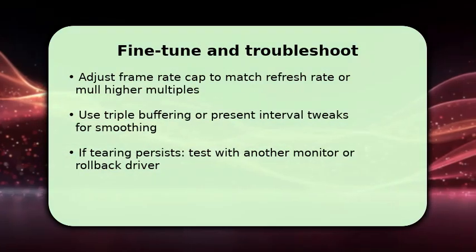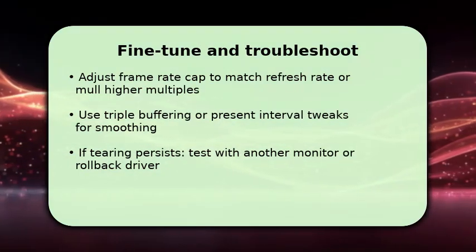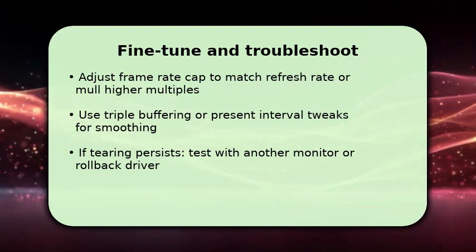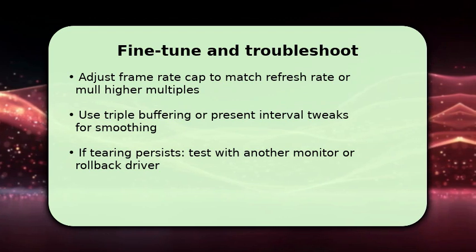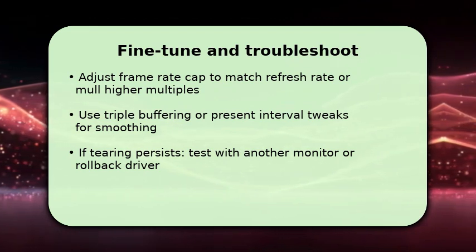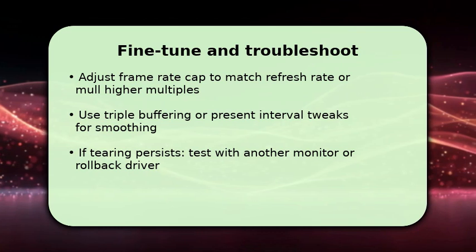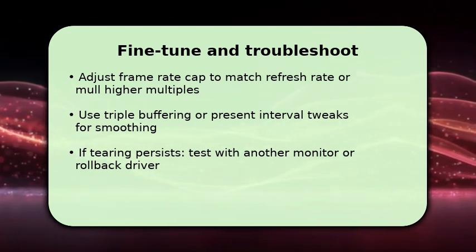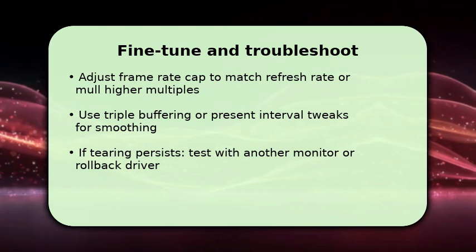You finish by tuning caps and buffering to lock timing. Set an FPS cap equal to your monitor Hz or a stable divisor to avoid uneven frames. This keeps GPU output steady. Enable triple buffering or change present intervals in driver/game settings to smooth frame delivery without stalling the GPU.